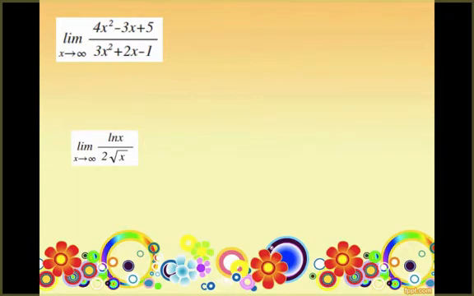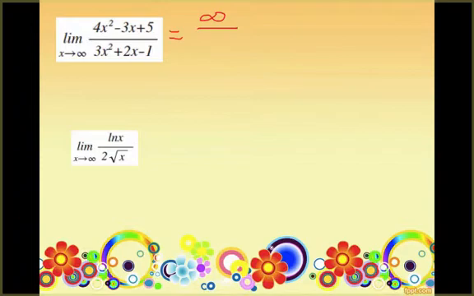If we look at our first example, we have the limit as x approaches infinity of 4x squared minus 3x plus 5 over 3x squared plus 2x minus 1. So if I start by substituting in infinity, I'm going to get 4 times a large number squared, which would be larger, minus 3 times a large number plus 5. So everything in the top is approaching infinity.